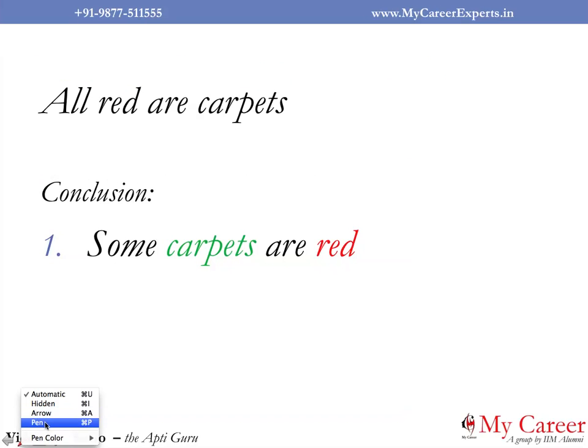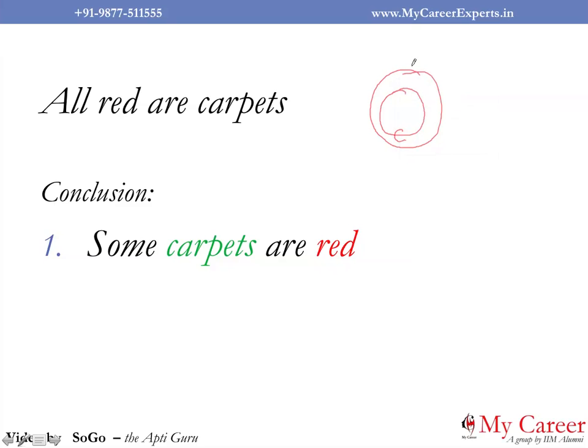Now I have first question where it says some carpets are red. So this is a conclusion drawn from the statement all carpets are red. Now when I say all carpets are red, so I will draw the diagram for carpet like this, and the diagram for red will be like this. So this is red, this is carpet. So my all red are carpet. Sorry, this will not be the diagram.